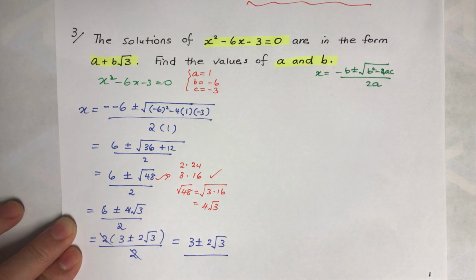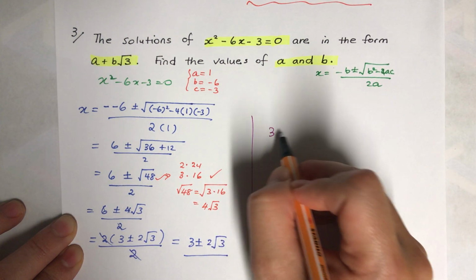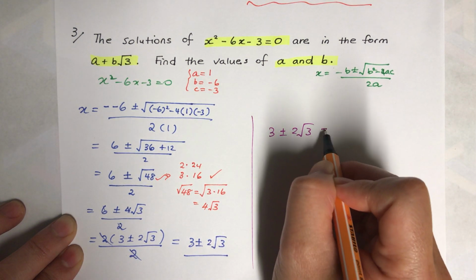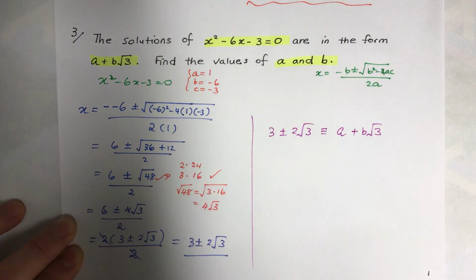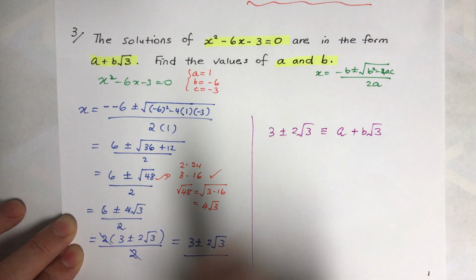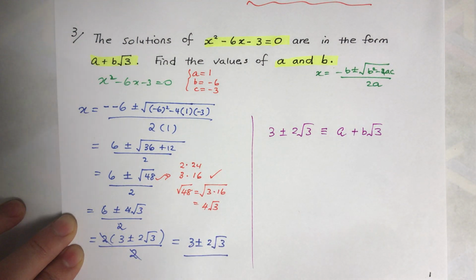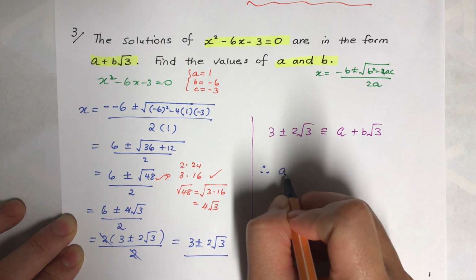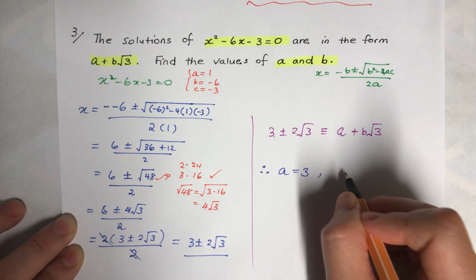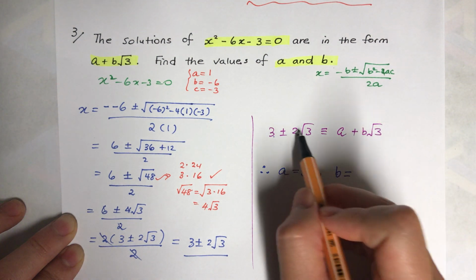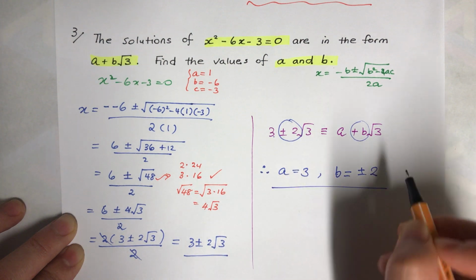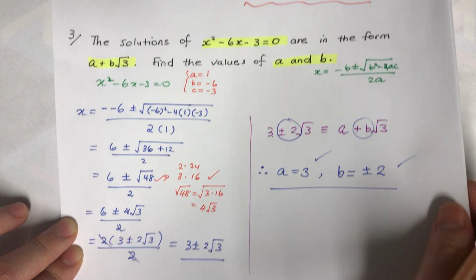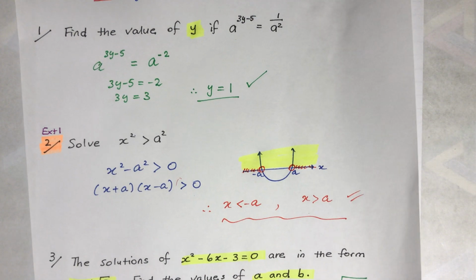Now this one needs to be equated. 3 plus minus 2 root 3 needs to be equated with this. So I've got root 3, excellent. So my answer, a should be 3 and b should be plus minus 2. Okay, so that's what I've got. Excellent. Now next one, question 4.